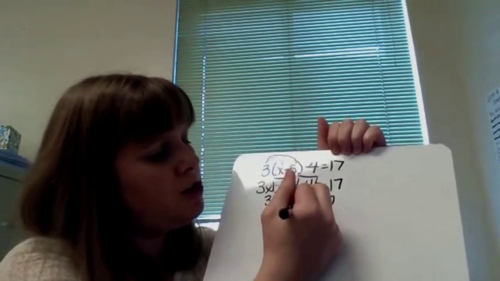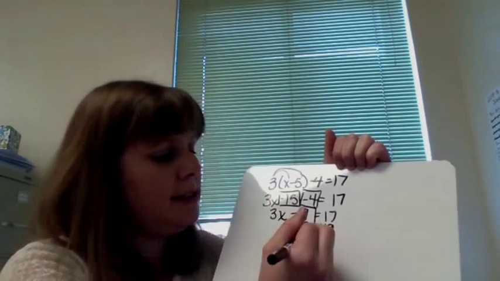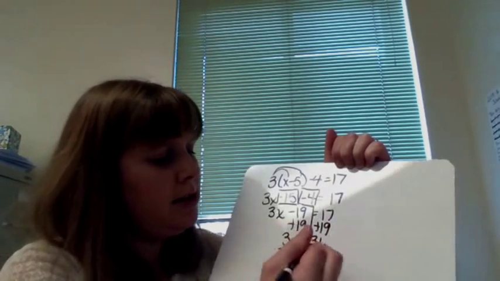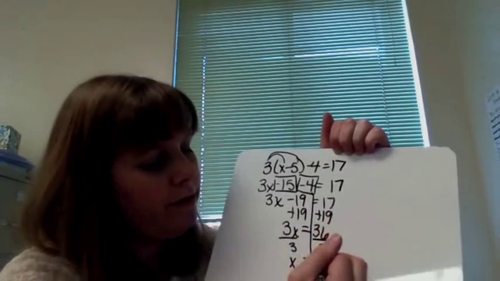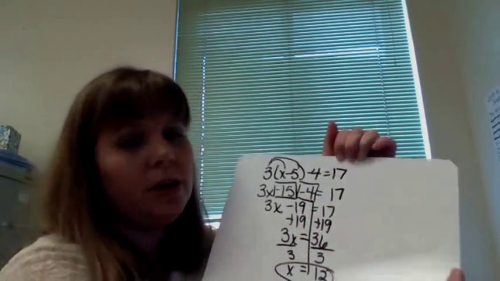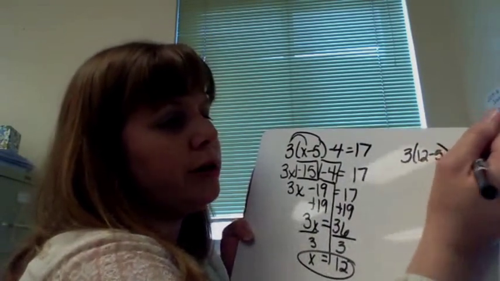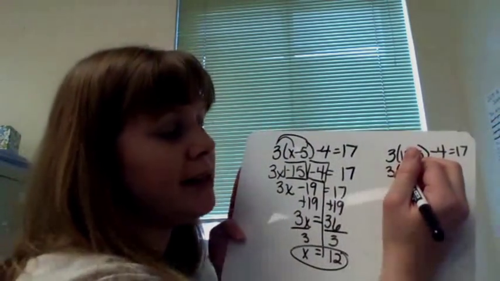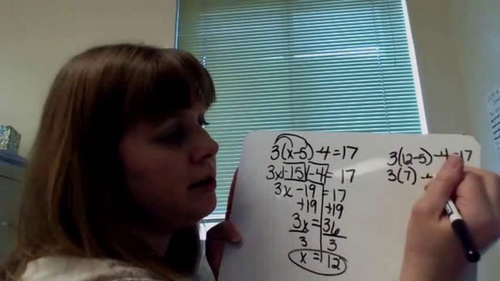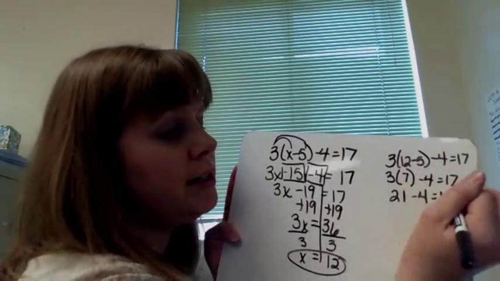Now solve my two-step equation. Add 19 on both sides. So I get 3x is equal to 36. Divide both sides by 3. And x equals 12. If I go back up here and check, 3 times 12 minus 5 minus 4 more should equal 17. Solve inside the parentheses first. 12 minus 5 is 7. 3 times 7 is 21. 21 minus 4 does equal 17.